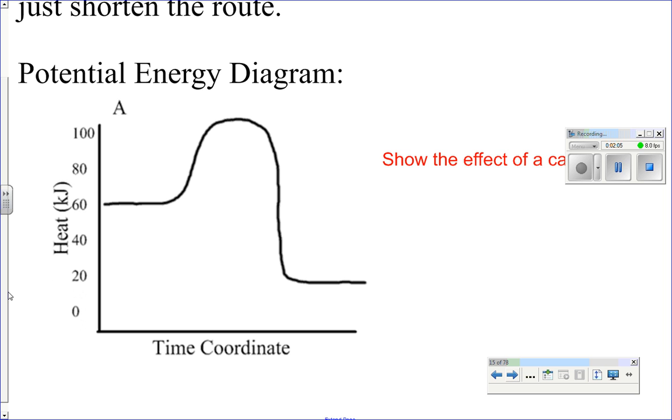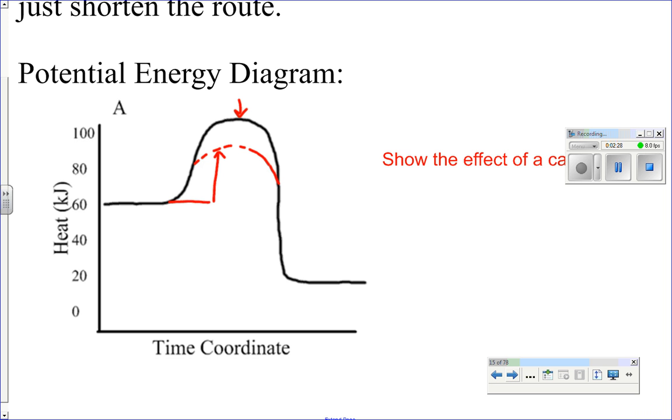What a catalyst is going to do is simply cut off the very, very end of this strip and just make a simple little shortcut. So now the reaction doesn't have to go up quite as high all the way to 100. It would only have to go to maybe 85 or so. So what this did for us was it changed our activation energy.